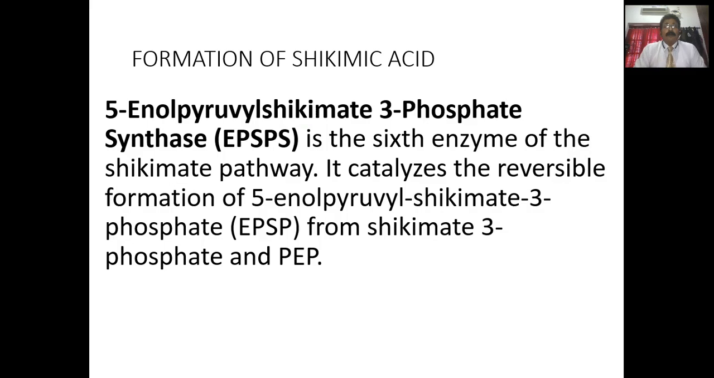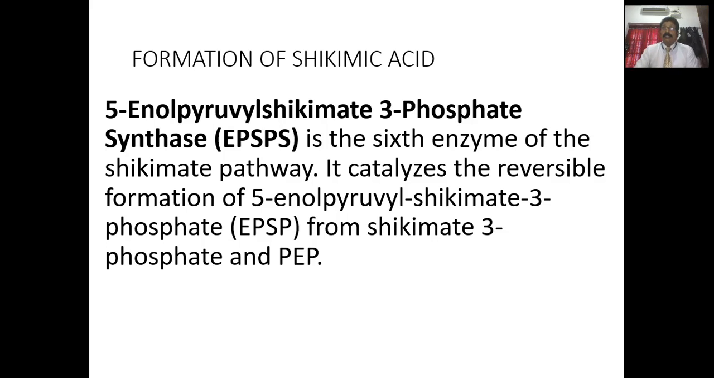And 5-enolpyruvyl Shikimate 3-phosphate synthetase is the enzyme in the sixth step of the Shikimic acid pathway. It catalyzes the reversible formation of 5-enolpyruvyl Shikimate 3-phosphate from Shikimate 3-phosphate and PEP.